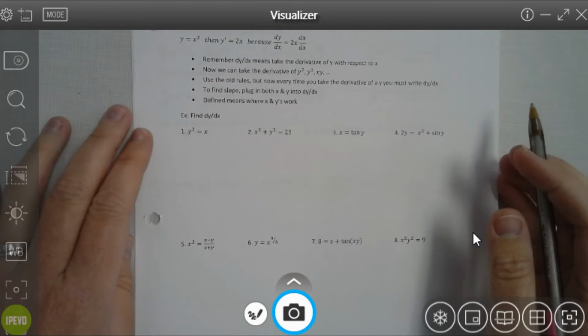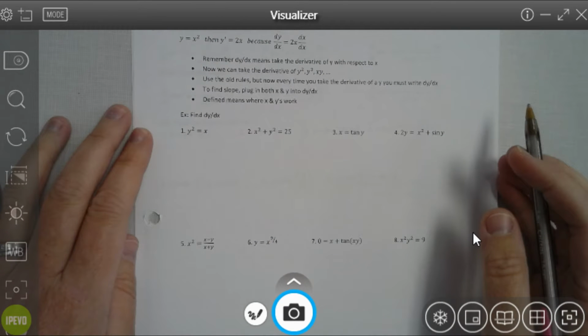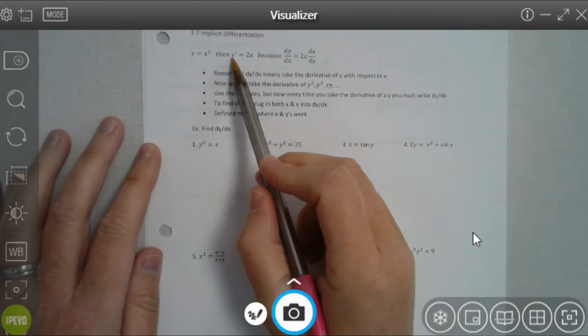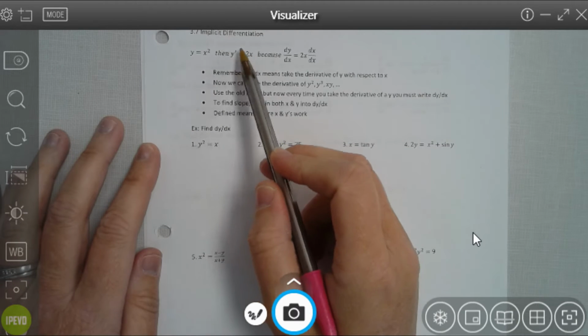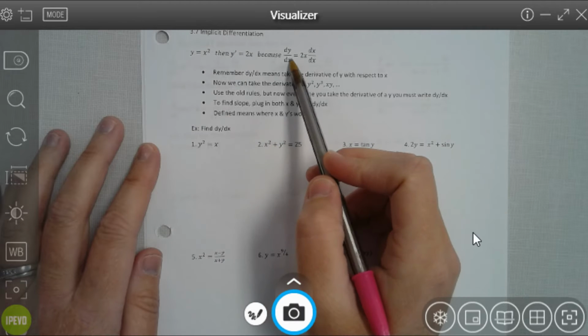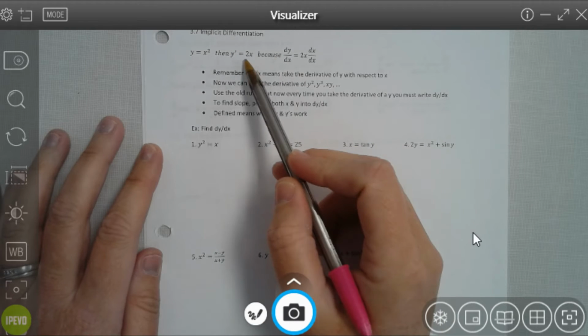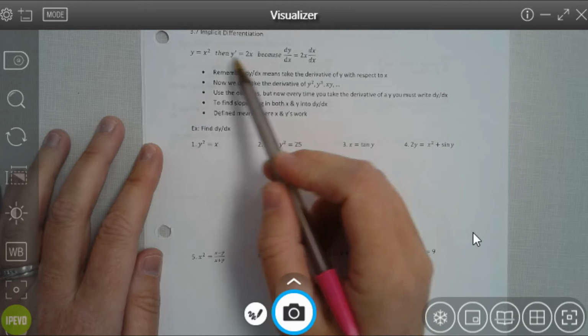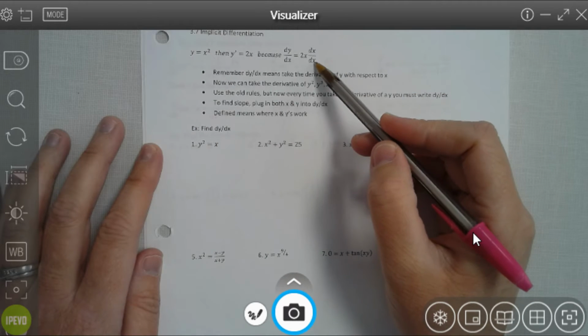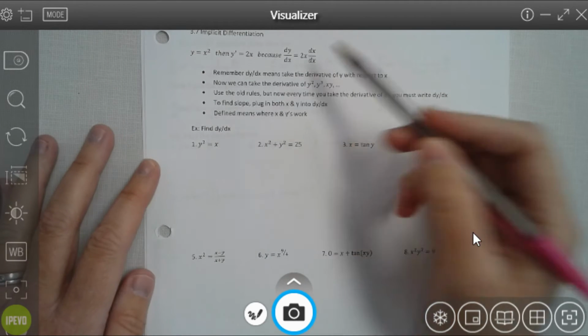All right, so today we're going to do a video on implicit differentiation. All that means is I can now take the derivative of a y. You can see up here, before we used to write y prime, that's really because the derivative of y is 1 dy over dx. And we don't write anything behind the x because the derivative of x squared would be 2x dx over dx, and dx over dx is just 1.